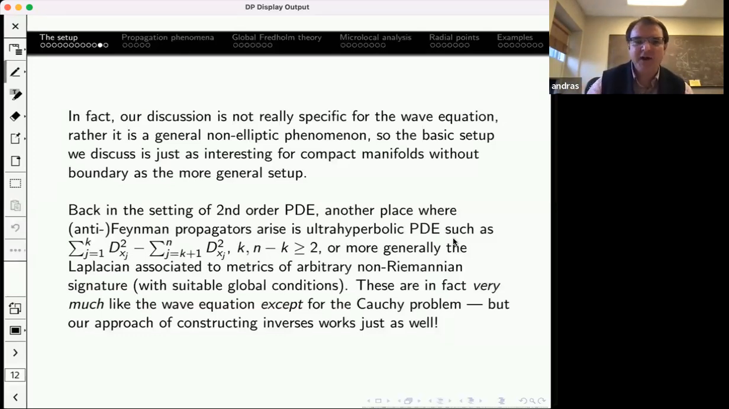Or more generally, the Laplace-Beltrami operator associated to a metric of arbitrary non-Riemannian signature. These operators are actually very much like the wave operator. The only difference is that the Cauchy problem is terrible for them. You will not have an analog of the Cauchy problem, but you should think of this as the fault of the Cauchy problem. It's not the fault of the operator. It's the fault of the person who is trying to impose a Cauchy problem for it. So the only inverses you would get normally, or Fredholm problems, are the Feynman and the anti-Feynman ones, which work just as well. You don't get the causal ones, the advanced and retarded, but so what? That's life. It's again not the fault of the operator.